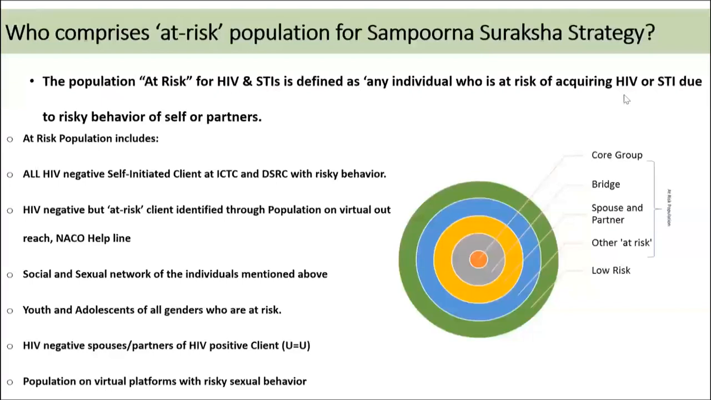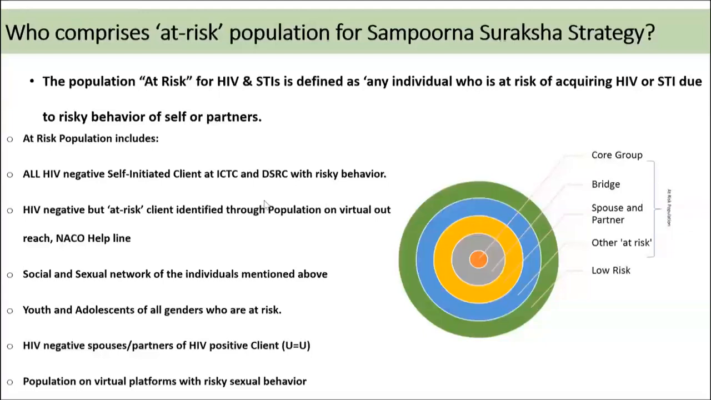So who comprises the at-risk population for this Sampoorna Suraksha strategy? As I briefed earlier also, the population at risk for HIV and STI is defined as any individual who is at risk of acquiring HIV and STI due to the risky behavior of self or the partners. So both have to be taken into account. The at-risk population includes all HIV negative self-initiated clients at ICTC and DSRC with their risky behavior, and HIV negative but at-risk clients identified through virtual outreach or the NACO helpline.